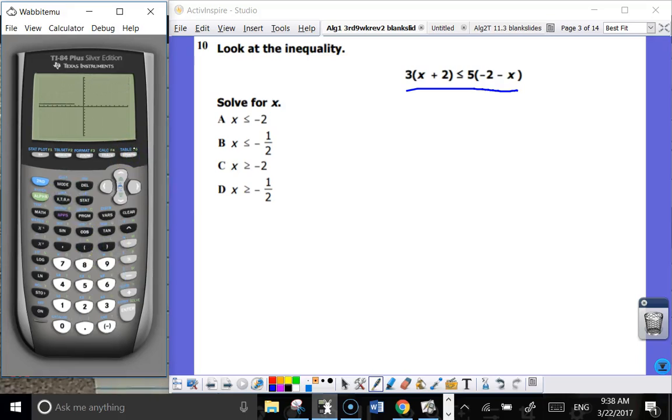Now yours, because you got the new screens and color and all this stuff, it shows this line, but then it shows the 0 line too. That's not the one we want. The one that's above, that's the one. So where does it look like it's starting? Yeah, it looks like x is less than negative 2. Now, should it be or equal to? Yeah, we started with or equal to, so it should be x is less than or equal to negative 2, so letter A.